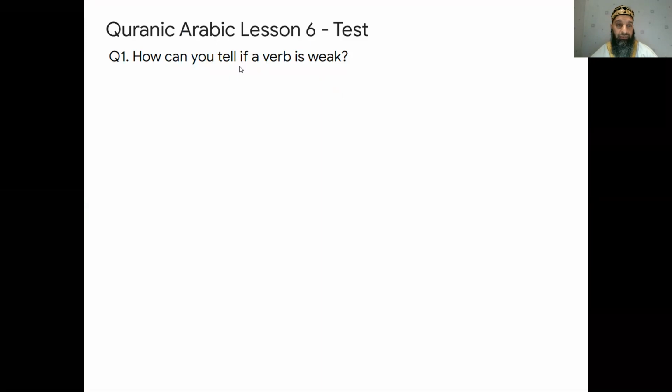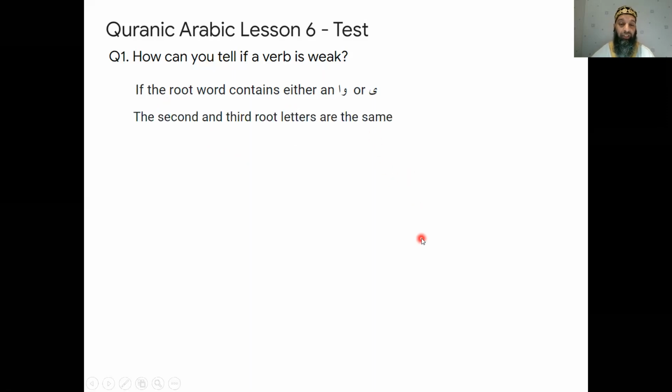So the test. How can you tell if a verb is weak? We just did it. If the root word contains either alif, waw, or ya. I know there were some funny answers that you could have chosen in the test. So that's the right one there: alif, waw, ya. And if the second and the third root letters are the same, that's the way you define a weak verb.